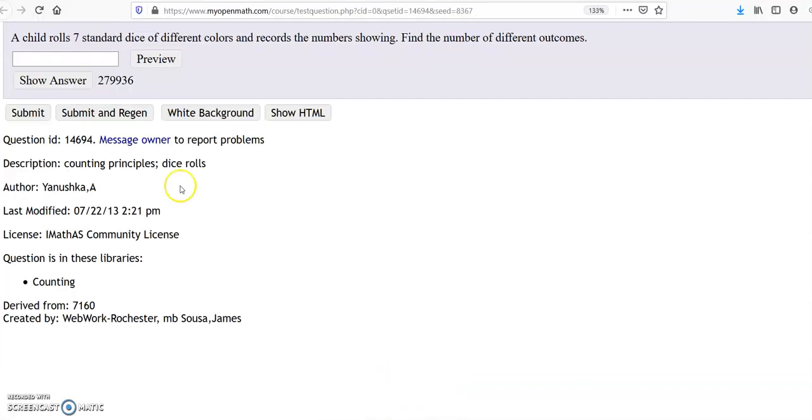And you will see, if you take 6 to the 7th power on your calculator, you get 279,936 possibilities of combinations that you could come up with for an output.